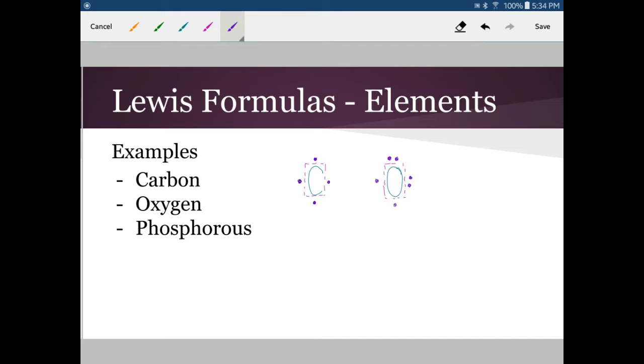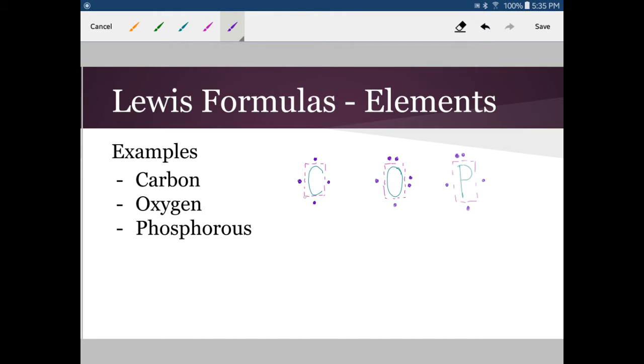Okay, if I take a look at phosphorus, again here we look at phosphorus. We picture this having a box around it, and I take a look at my data booklet and I see that phosphorus has 5, so I go 1, 2, 3, 4, and 5, meaning that I have 5 valence electrons in my valence shell, or my outer energy level. Okay, so this is how you draw Lewis formulas for elements.